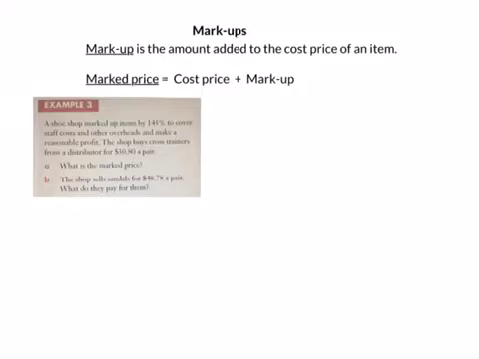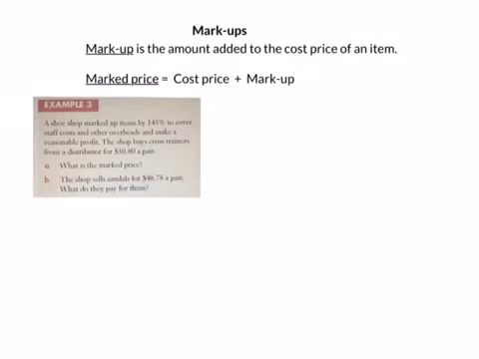So the markup is the amount added to the cost price of an item, and usually it is a percentage. The marked price is actually just the sale price, what I'm actually selling the item for. And that constitutes the cost price plus the markup amount that I have.